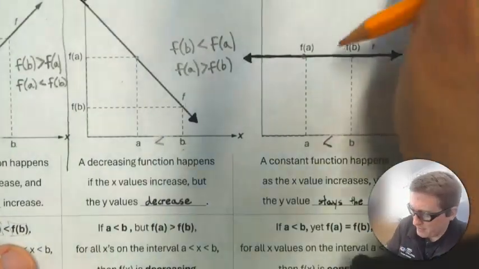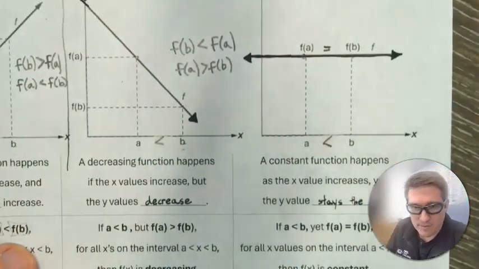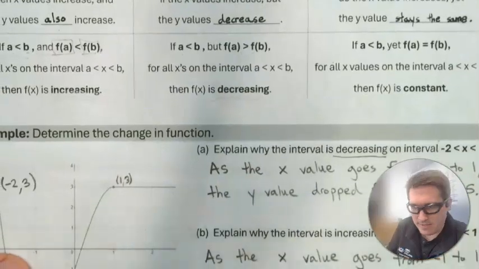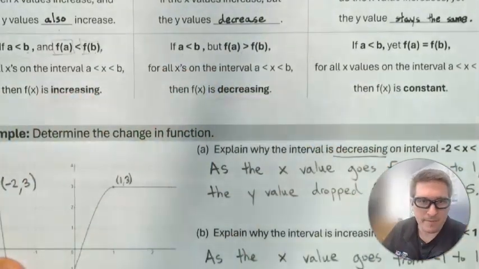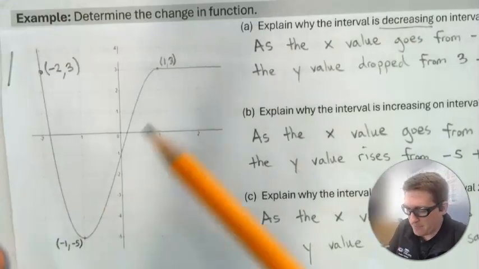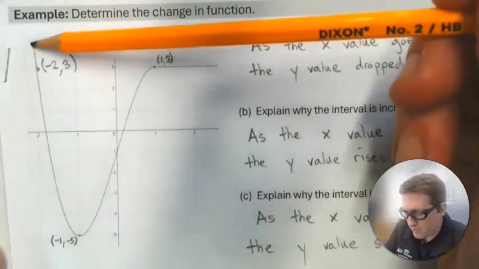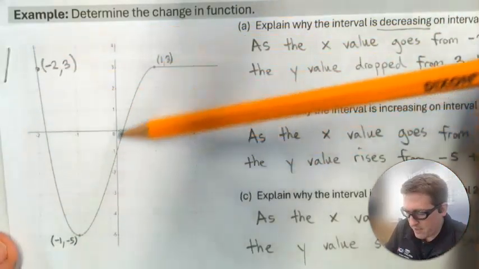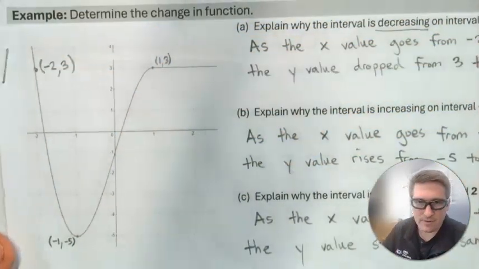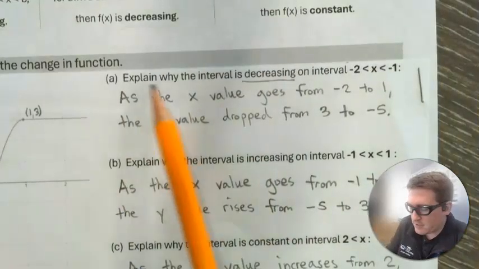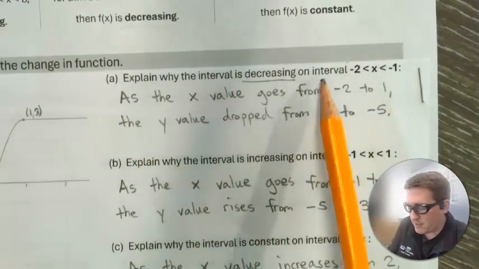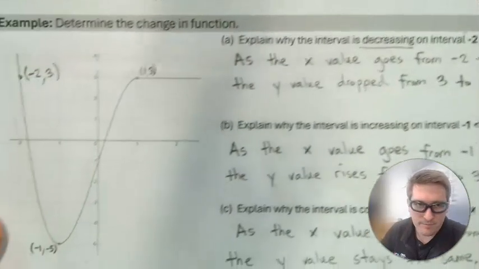And over here, this one's the easy one. f of A equals f of B. So that explains the fancy language in these three spots right here. All right, let's analyze this graph. And we're going to determine the changes in these functions, right? So we have a graph here that's curvy here, and then it becomes flat right there. All right, question 1 is, explain why the interval is decreasing from -2 to -1.